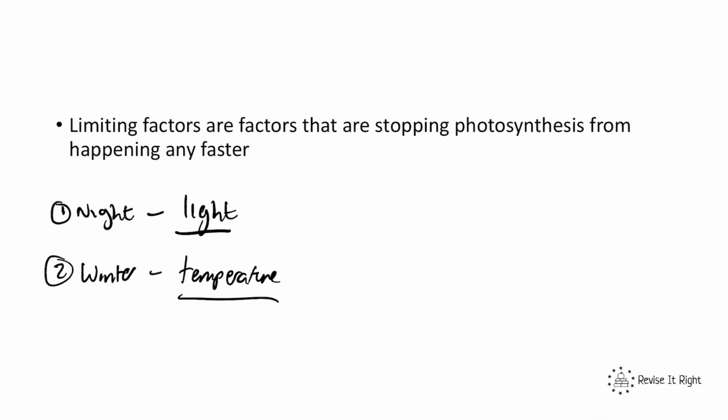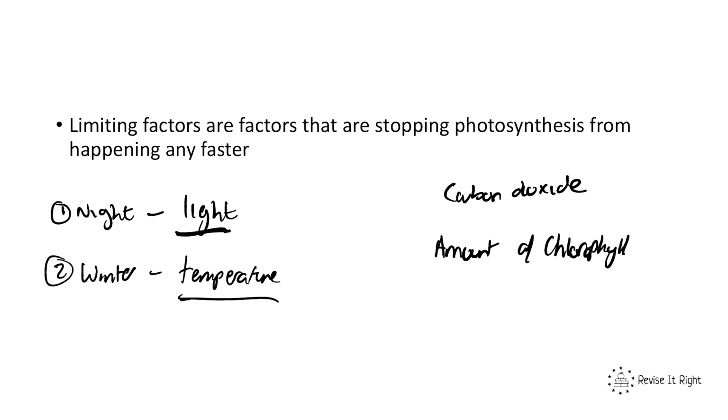Other limiting factors, other than light and temperature, might be carbon dioxide levels and also potentially the amount of chlorophyll in a plant. Plants can get certain diseases that reduce the amount of chlorophyll, for example a lack of nutrients, or chlorophyll can become damaged, which could reduce the amount of chlorophyll. So we're going to go into each of these in a bit more detail now.